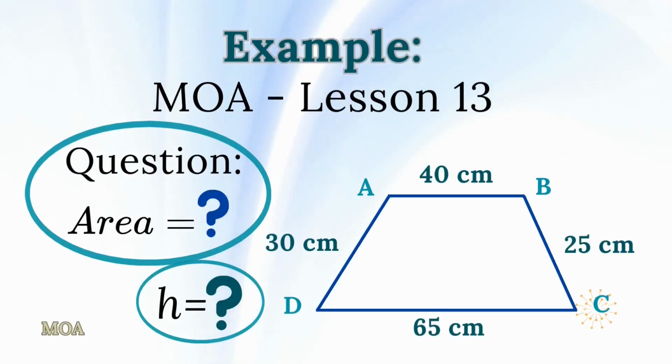For example, in Olympiad Academy, Lesson 13, students study a trapezoid where the lengths of the bases and sides are given, but the height is not provided. The main question is to compute the area of the trapezoid. Recognizing that the height is not given is the key step in choosing the right method.